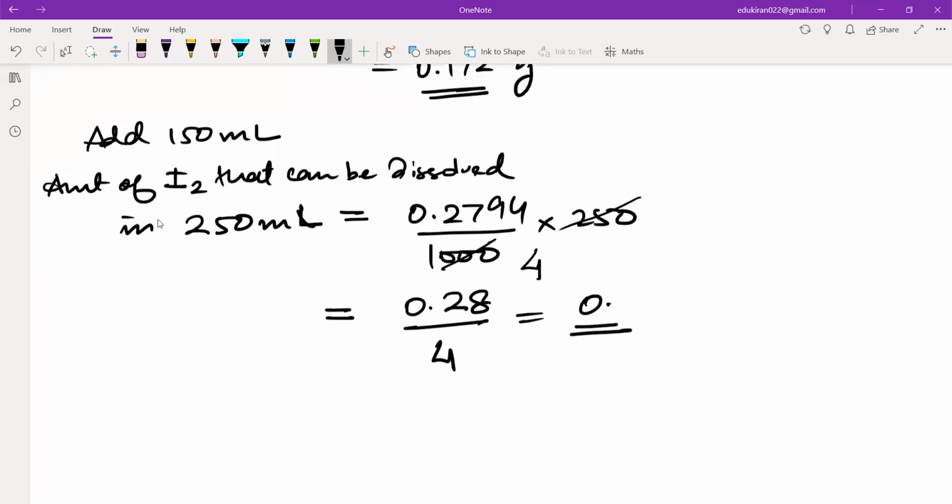7 times 4 is 28, 0.07, no? Because then 7 into 4 is equal to 28, and then we have 2 points, so 0.28. Yeah. Tell me, you understand these steps from here to here? Yes, sir. Okay, fine. So this much gram can be dissolved in 250 ml. Now you can see the amount undissolved.